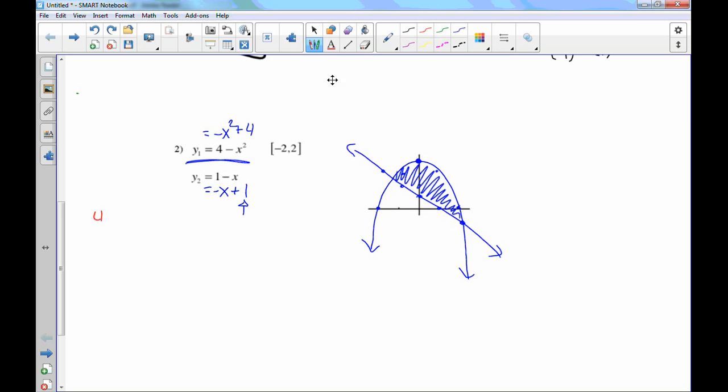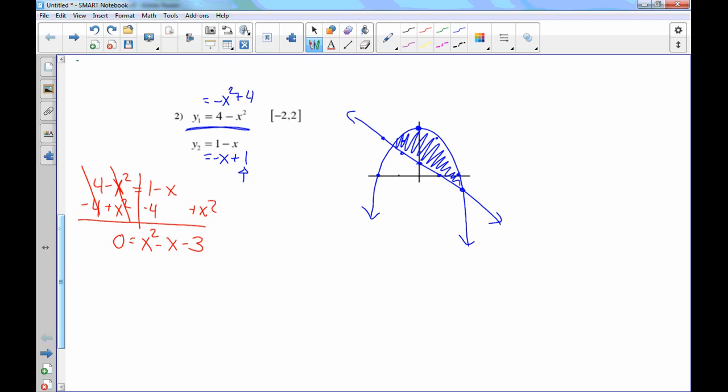So we have 4 minus x squared equals 1 minus x. It looks like it's going to be a quadratic. So you're going to get everything over to one side with the x squared positive. Because this is a negative x squared, I'm going to move it over to the right. Negative 4, and add the x squared. Then I put it in standard form: a positive x squared minus x, 1 minus 4 is negative 3. Okay, Reed, how do you solve a quadratic?